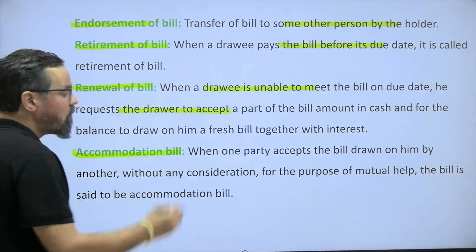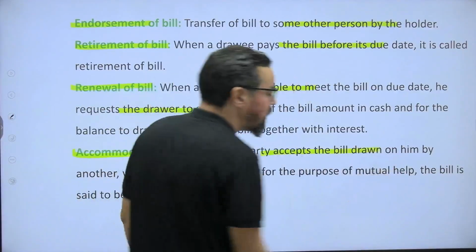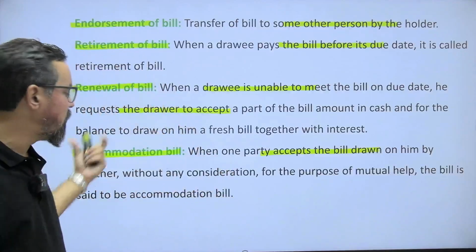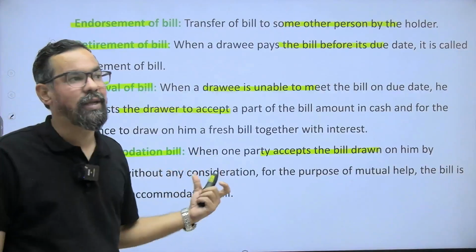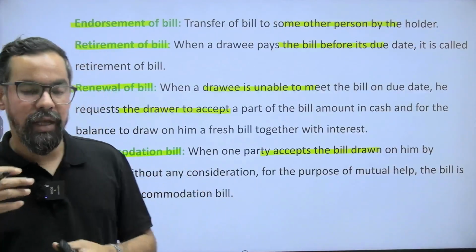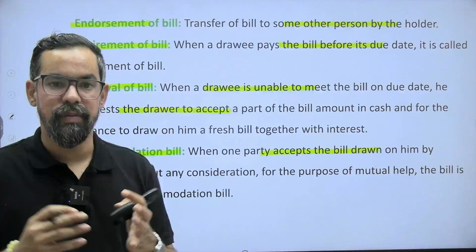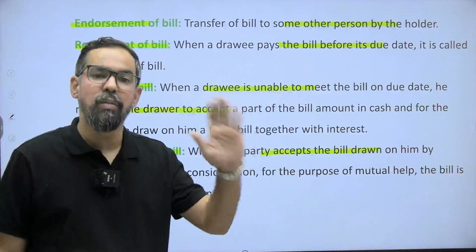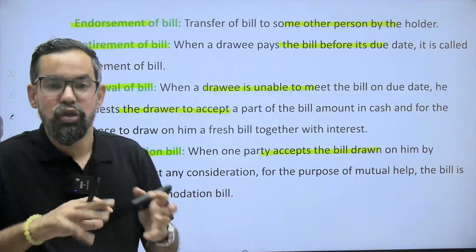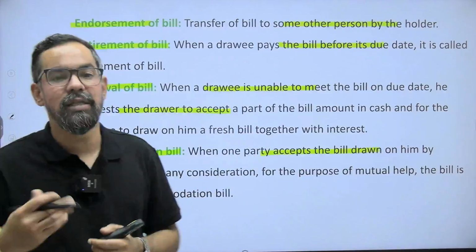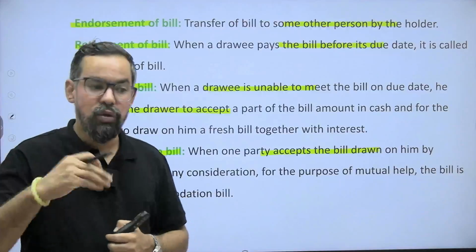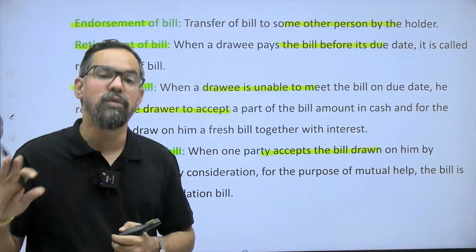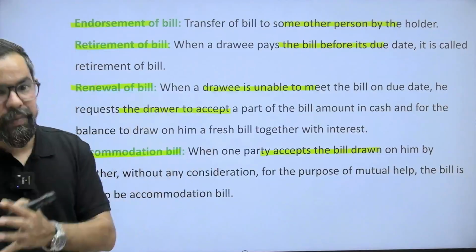Accommodation of bill, when one party accepts the bill drawn on him by another. It is something, let's say there are two businesses or two business partners. Let's say A is drawing a bill on B. There is no actual transaction that happened. Let's say B does not have actual liabilities, but he needs some money. So B is helping in that particular case.